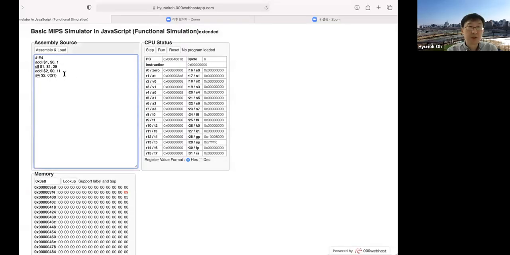Okay, so let's look at the real code. Everyone is writing down addi $1, 0, 1. So 1 is assigned to $1 and shifted left logically by 28 bits. Source register is 1 and destination is also 1. Addi, so 11 is assigned to $2, and then store word: $2 is stored into the $1 location. Okay, so let's run it.